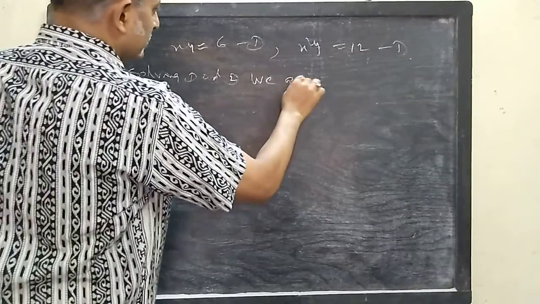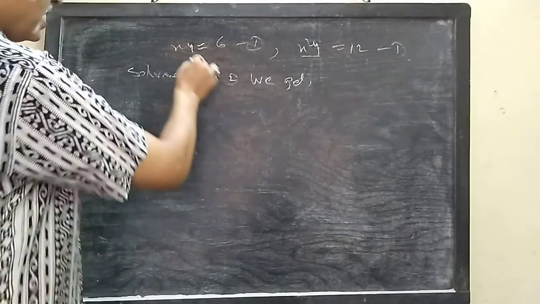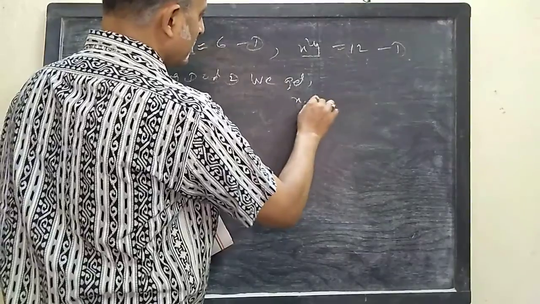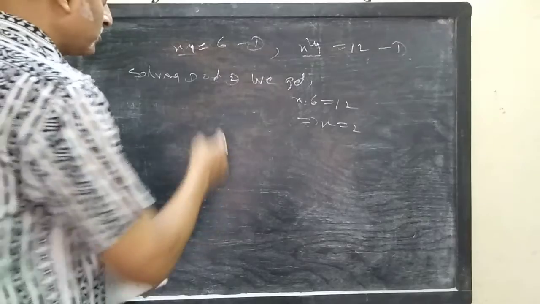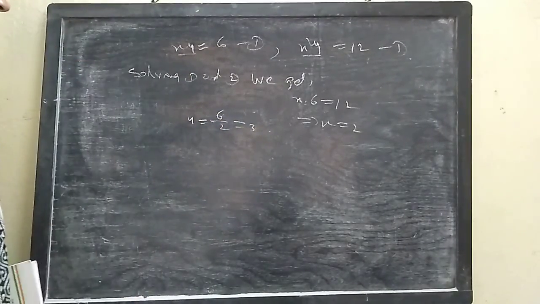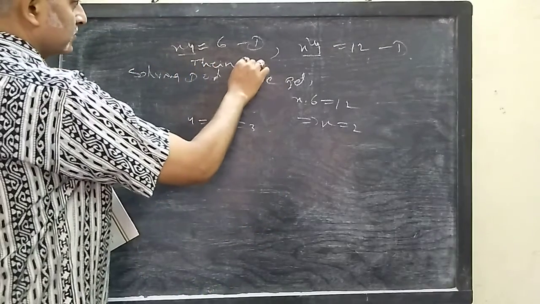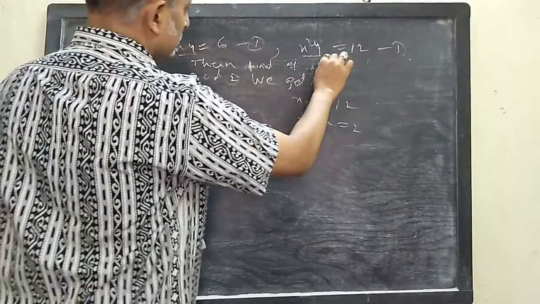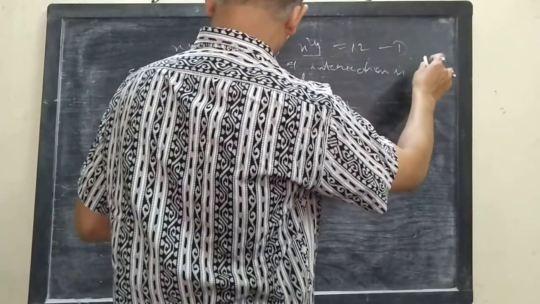we get, look, x square y means x into xy, and in place of xy let us put 6. So we get x into 6 equals 12. That implies x equals 2. Now when x equals 2, then from 1, y equals 6 by 2, that is 3. So thus we get their point of intersection is (2, 3).